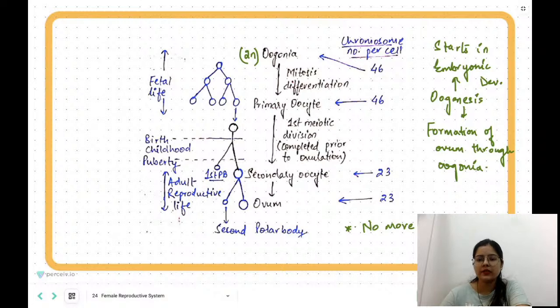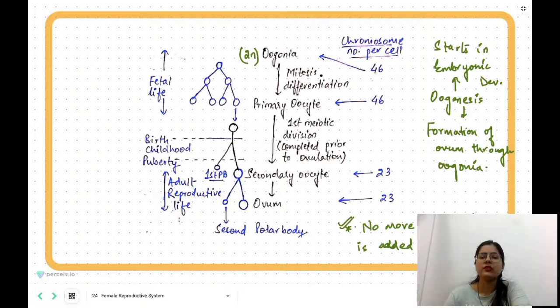So you can just imagine that whatever oogonia or oogonial mother cells, OMC, are going to form, should be formed before birth itself, during the embryonic development of the baby girl itself. So no more oogonia or oogonial mother cells are added after birth. So this is a very, very important point to be noted, all right, because it has been asked also.